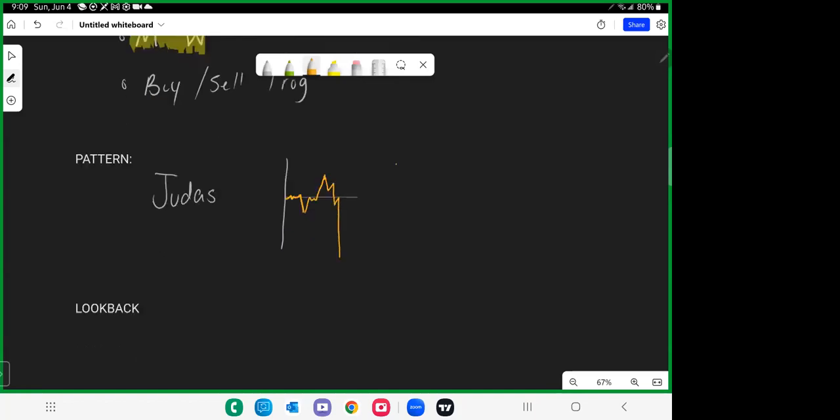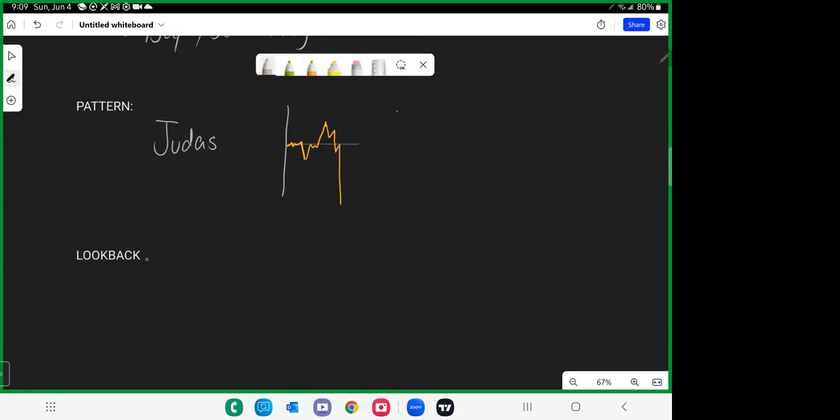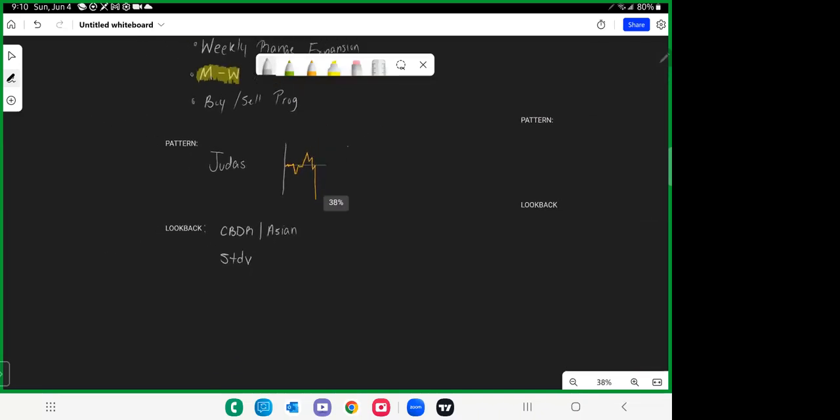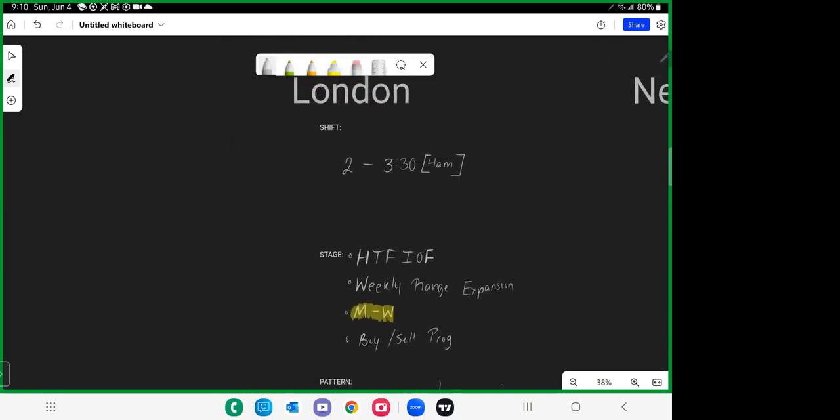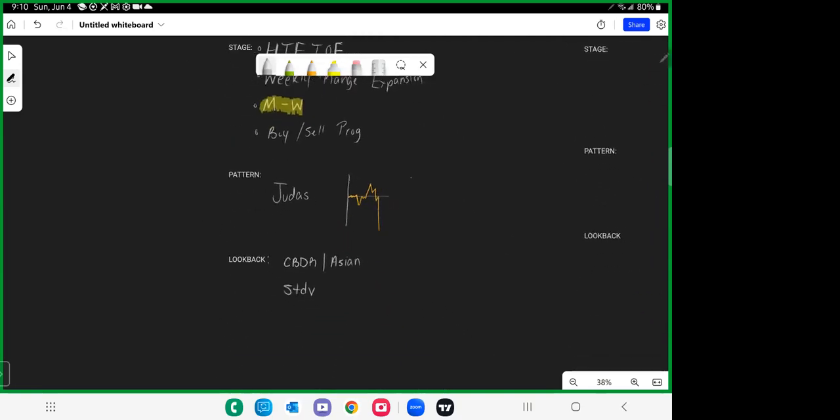All right. The look back function, or the look back range, we're going to be looking at the central bank dealers range. We're also going to be looking at the Asian range. And then we're going to be using standard deviations. Everybody clear on that? Anybody have any questions about this so far? No, it makes a lot of sense.